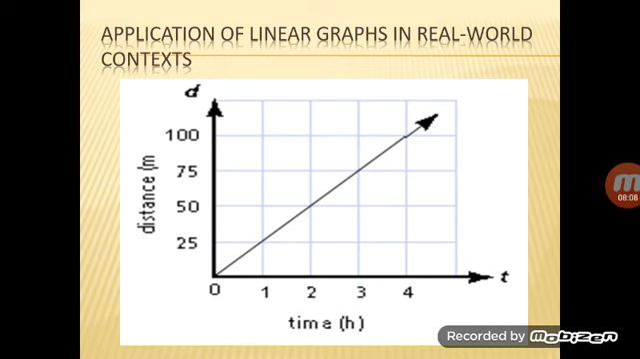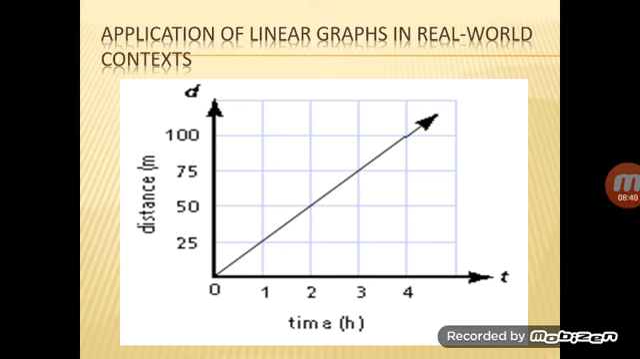Now the application of the linear graph in real-world context is that linear graphs are used in many daily situations. For example, we can use a graph to convert between different currencies, to convert between units of volume, and to show the journey of a moving vehicle. The given example is a journey of a moving vehicle where the distance and time relationship has been shown to you. The x-axis is showing the time in hours and the y-axis is showing the distance in meters.